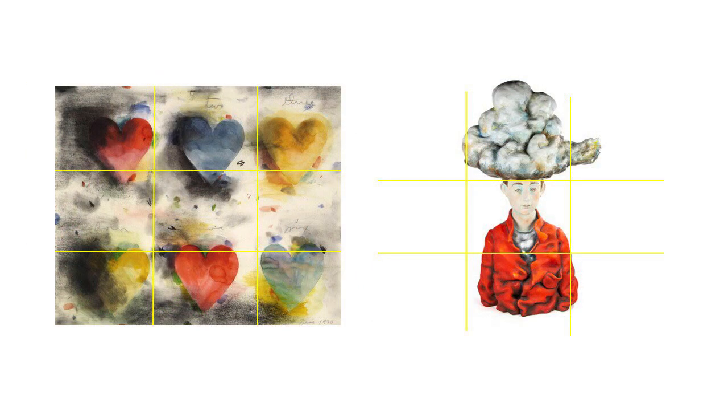Now back to the first pieces we saw, Untitled Hearts by Jim Dine, and also this sculpture called Cloud Man by Jack Earl. You can see that both artists use the rule of thirds, but they use it in a much more subtle way. Jim Dine used the rule of thirds to perfectly block out where every heart would go.